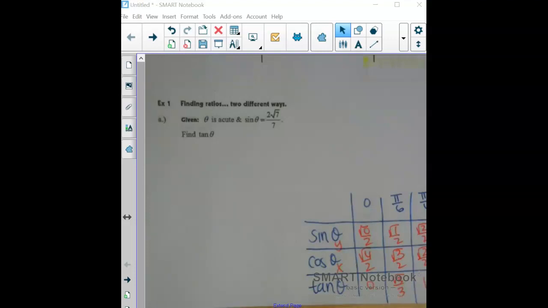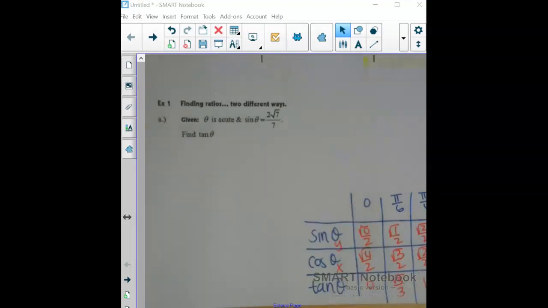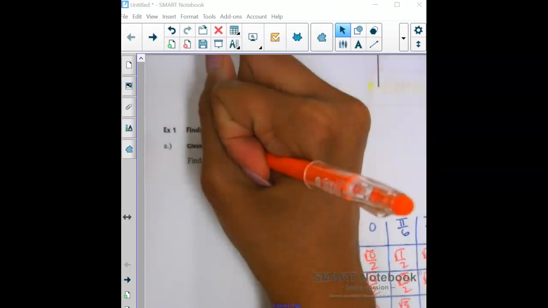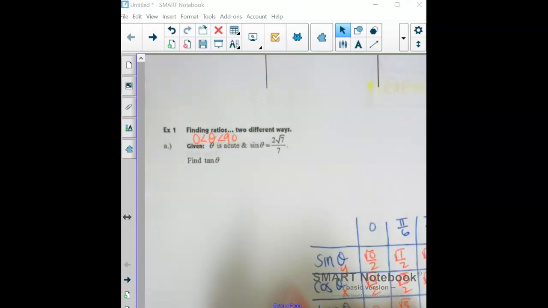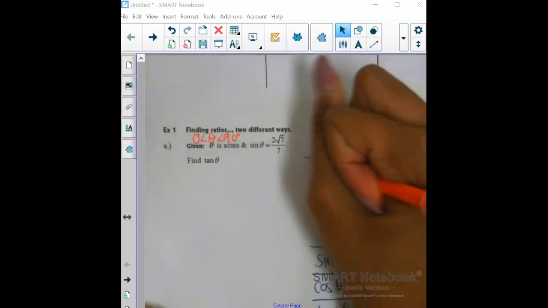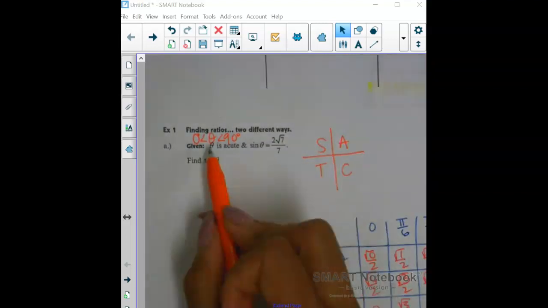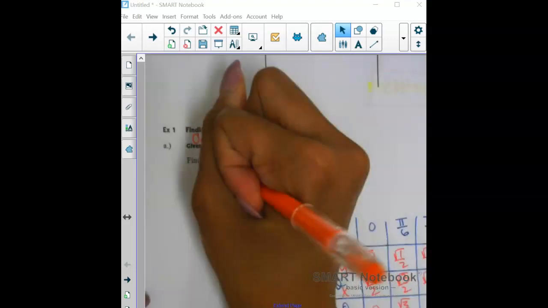Okay, so the first thing that I need to do is figure out what these two clues they have given me represent. Okay, well, if you have theta is acute, what does acute mean? Acute means that theta has to be in between 90 and 0 degrees. So 0 degrees and 90. Think about that in reference to the unit circle, where all students take calculus. If it's going to be between 0 and 90 degrees, that has to be in the first quadrant. So this needs to be in quadrant 1.